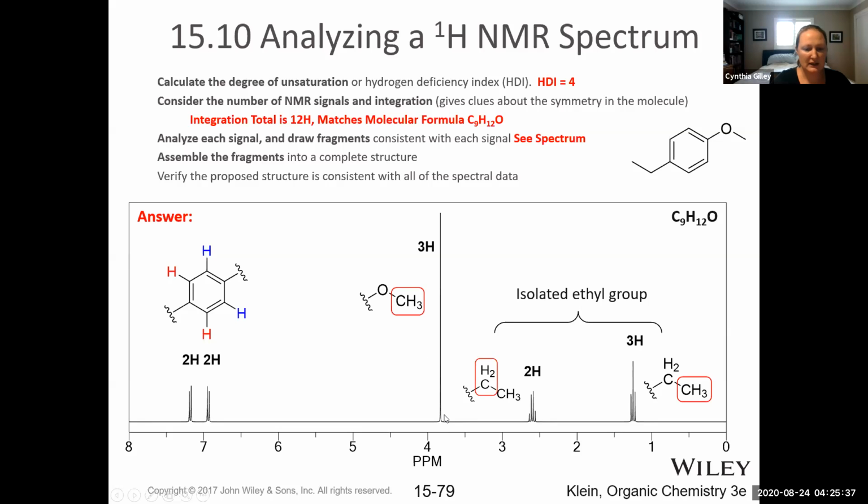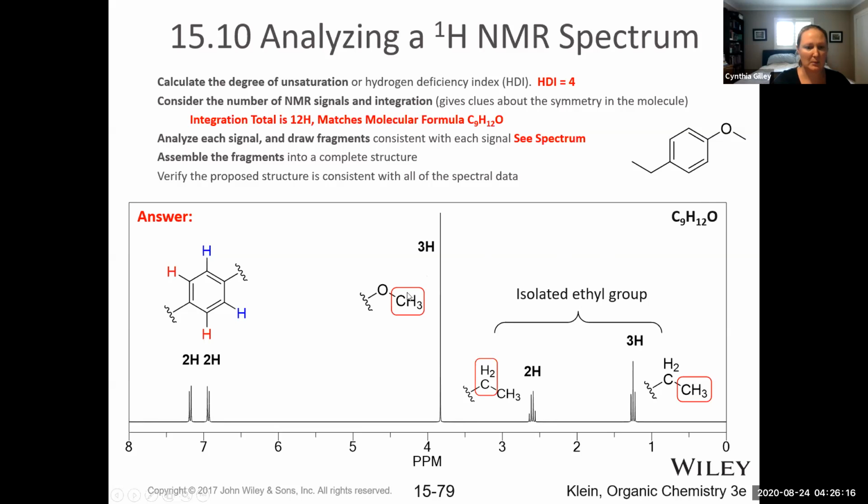I looked over here at this next signal at around 3.8 ppm. And the first thing I do is look at the integration. So it integrates for 3 hydrogens, so I wrote CH3. And then I look and see that it's a singlet, so it doesn't have any neighbors. So I'm definitely not thinking about having a CH2 or anything next to it. No neighbors, right? And then I look at the chemical shift and I see it's between 3.5 and 4. That usually means it's next to something electronegative like an oxygen, right? I look at my formula, and I do have an oxygen.